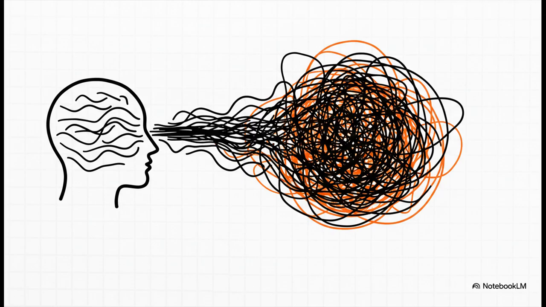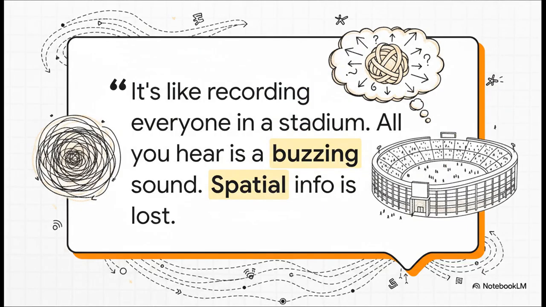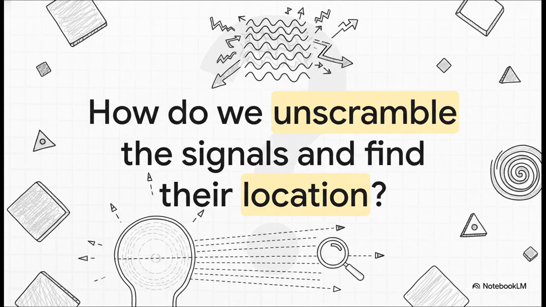It's totally indecipherable. It's kind of like trying to record everyone in a massive stadium talking at once. All you'd hear is this big, buzzing sound. You completely lose all the spatial information. You have no idea who said what, or more importantly, where they were sitting. So, faced with this total chaos, how on earth did scientists figure out a way to solve this?